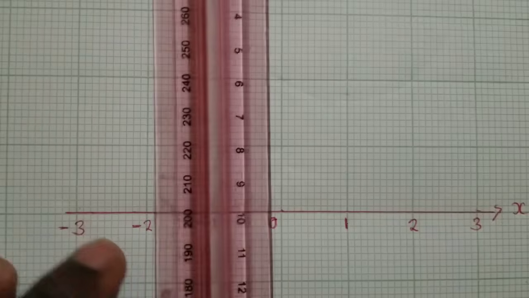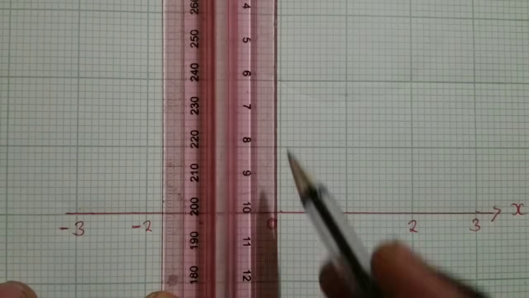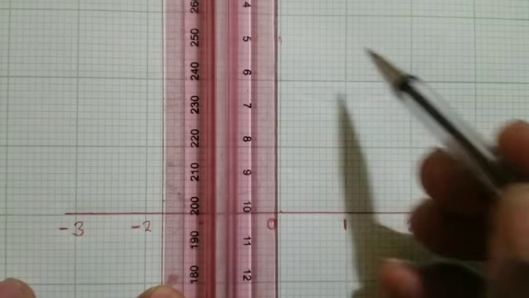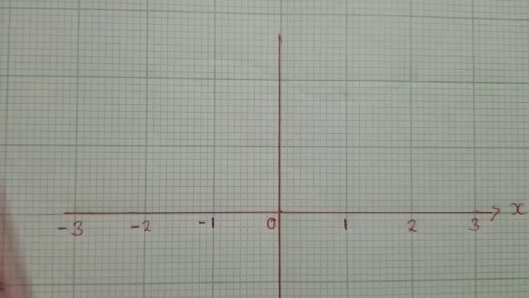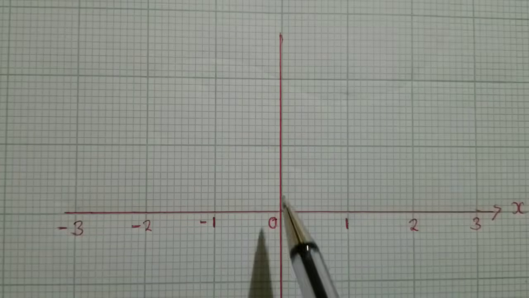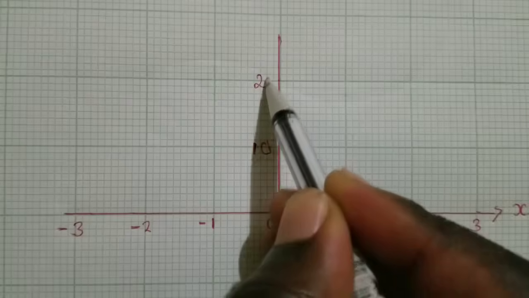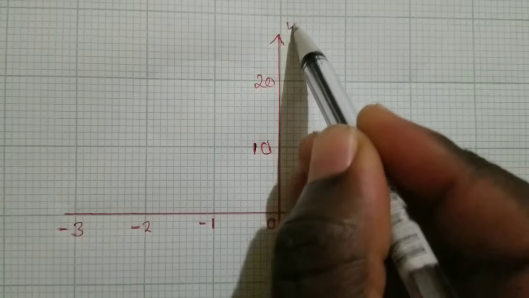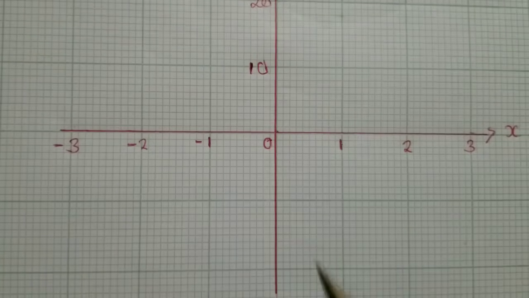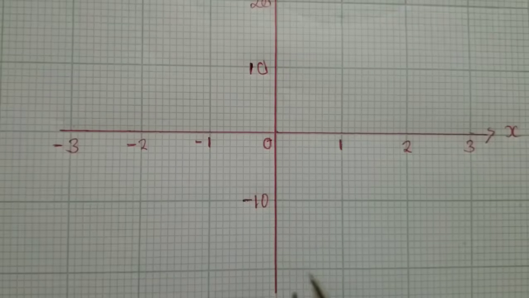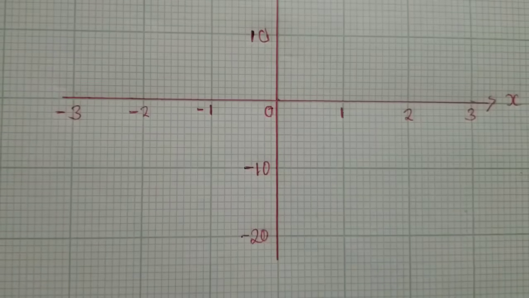So we do our y-axis now. Our y-axis will pass somewhere here. So it will look like this. Okay. So for our y-axis, we know that it's 10, 20, there we end. This is the y-axis. And going downwards, it's supposed to be -10, -20, just like that. Okay.